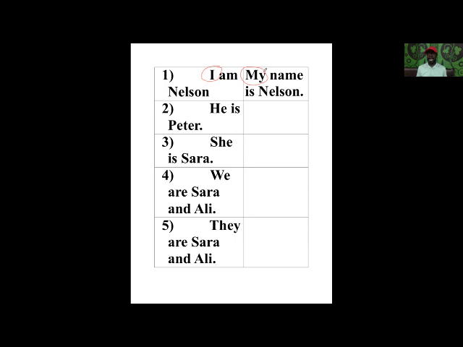Number 1, I am Nelson. My name is Nelson. Number 2, he is Peter. Use a possessive adjective to write the sentence again. Pause the video. Go to your book and start to write. Remember, a sentence begins with a capital letter and ends with a full stop. Get your book, start writing. On Friday, you bring your book for marking at school. I'll be waiting for you.